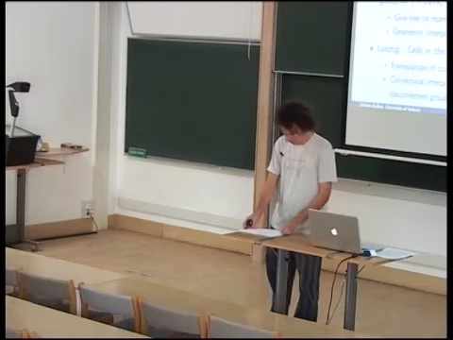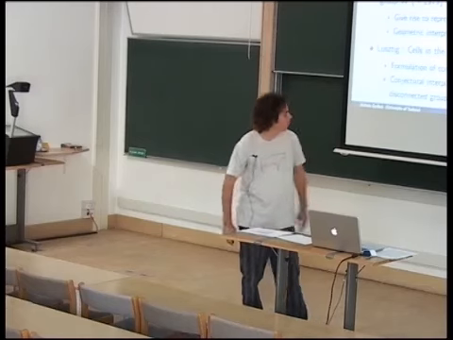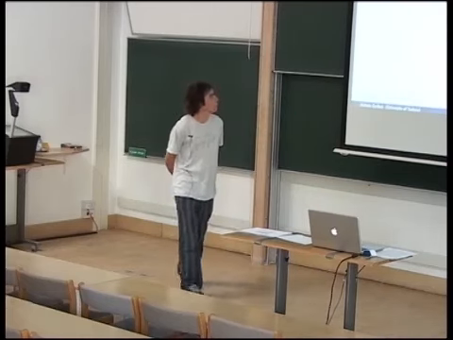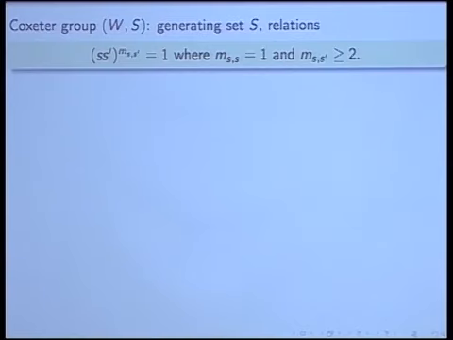All right. So next, I'm just going to say some things about Coxeter groups. So a Coxeter group is a group generated by a set S and with relations of this form. The product of two generators s, s' is of order m_{ss'}, which is greater than or equal to 2, and each generator is of order 2.